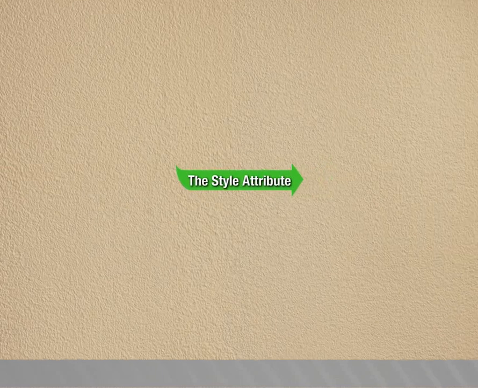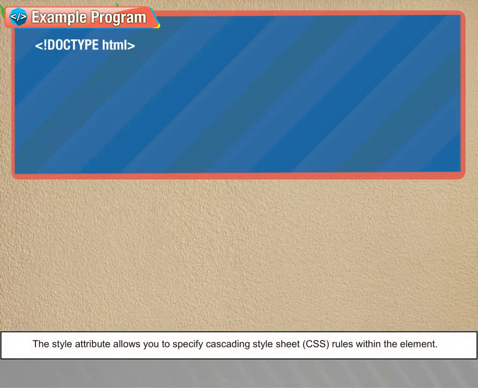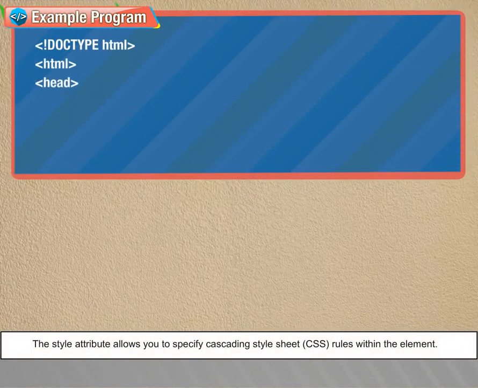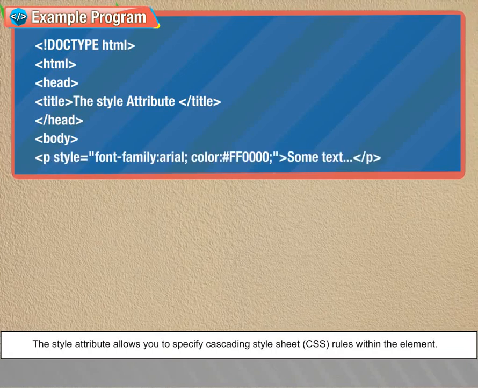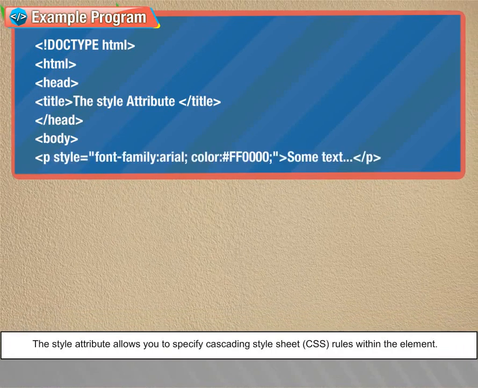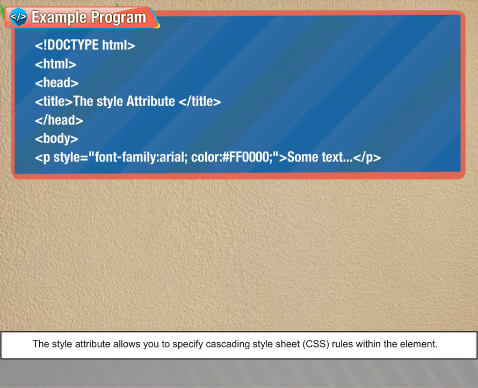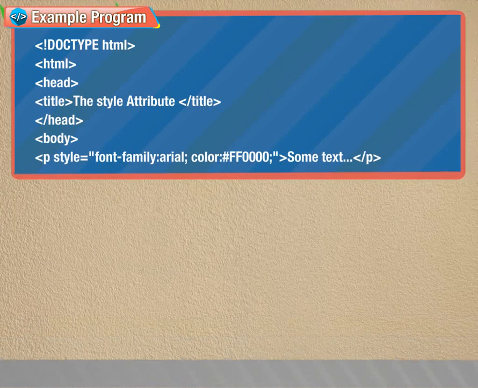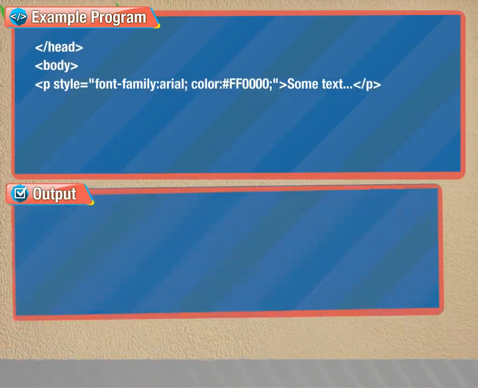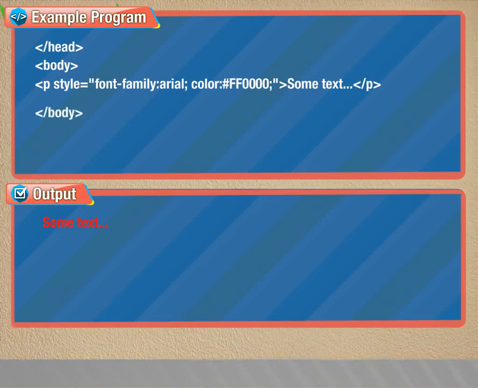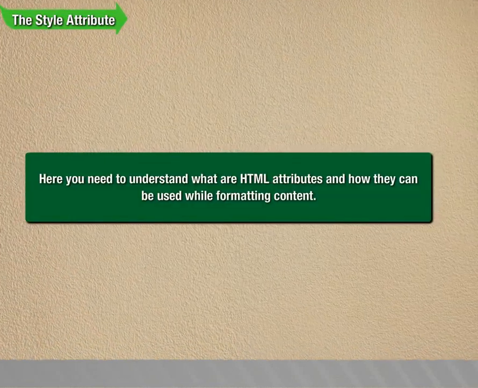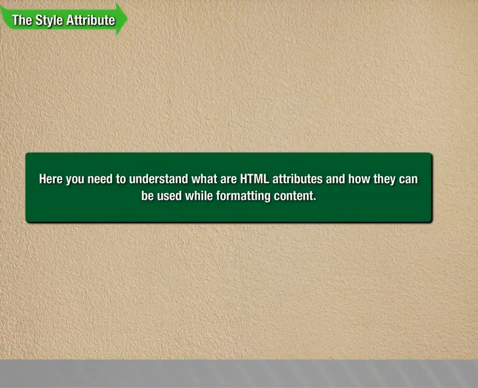The style attribute. The style attribute allows you to specify Cascading Style Sheet (CSS) rules within the element. Here, you need to understand what HTML attributes are and how they can be used while formatting content.